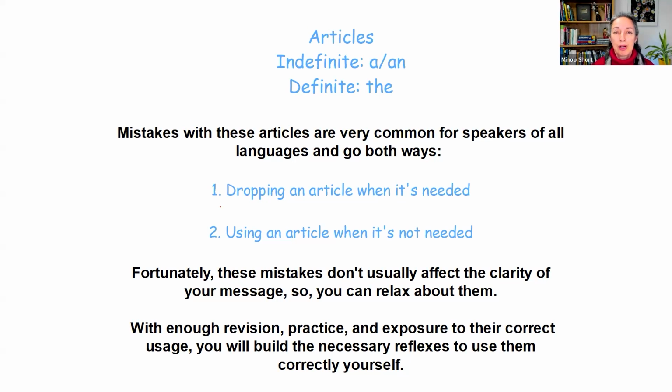As you know, there are two types of articles: indefinite, that's a or an, and definite, the. Mistakes with these articles are very common for speakers of all languages and can go both ways. One mistake can be dropping an article when it's needed, or the other type of mistake is using an article when it's not needed.